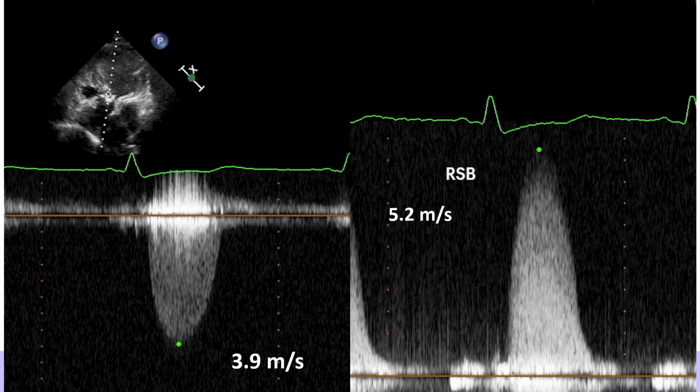The importance of interrogating multiple windows to ensure good alignment of the velocity jet with the Doppler beam is well known, particularly in the assessment of aortic stenosis. In this example, there's a good spectral envelope of aortic stenosis from the apex, and most of us would probably be happy to accept that as the aortic velocity. But from the right sternal border, you can see that the peak velocity was clearly much higher, again emphasizing the importance of using multiple windows.